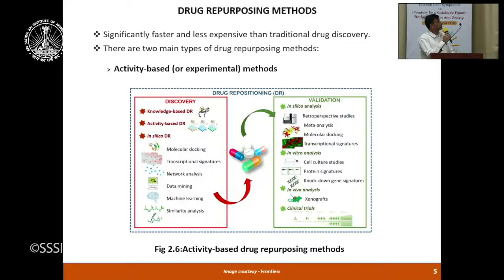Here, activity-based or experimental method. This method involves testing existing drugs against new targets or disease models. This can be done in various ways. In the image you can see, like cell-based assay, animal studies, or clinical studies.